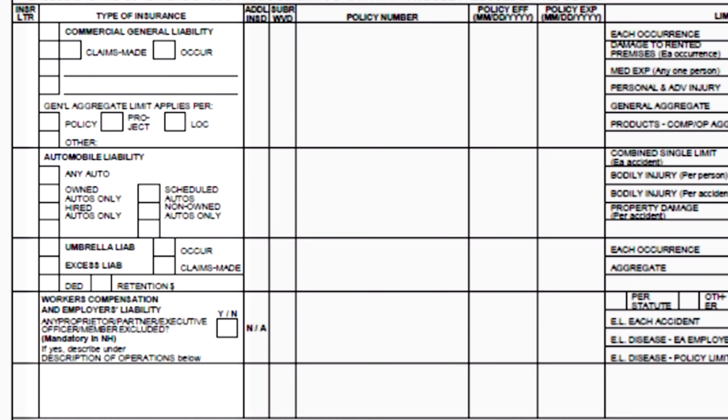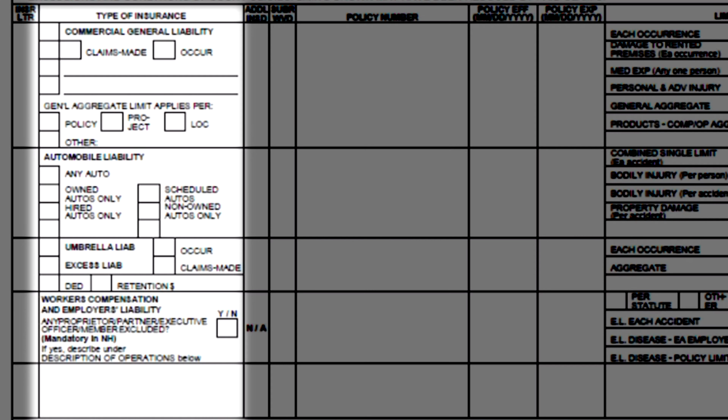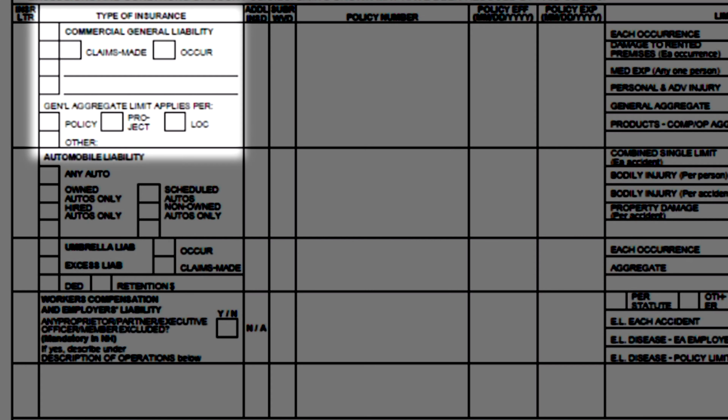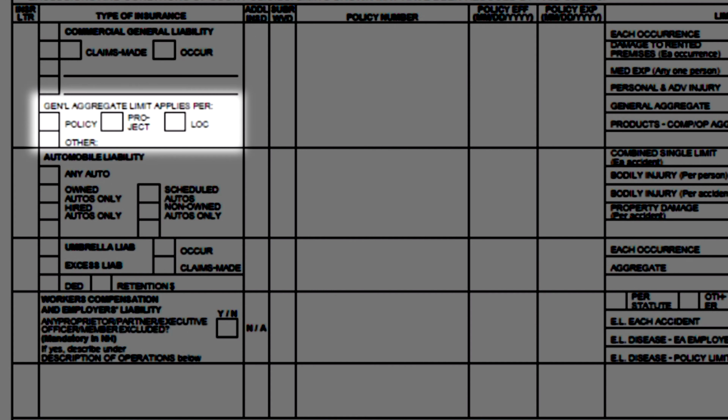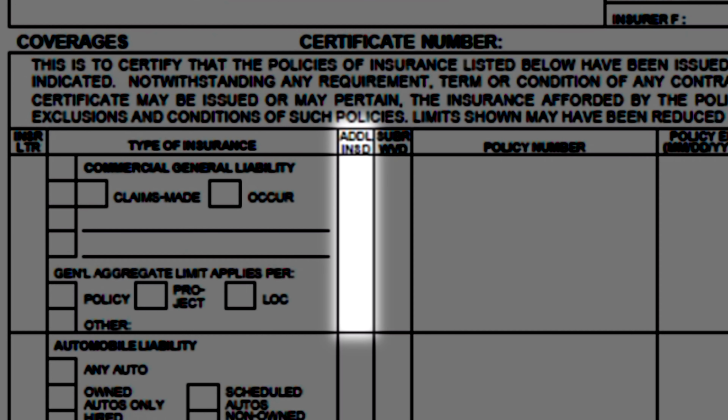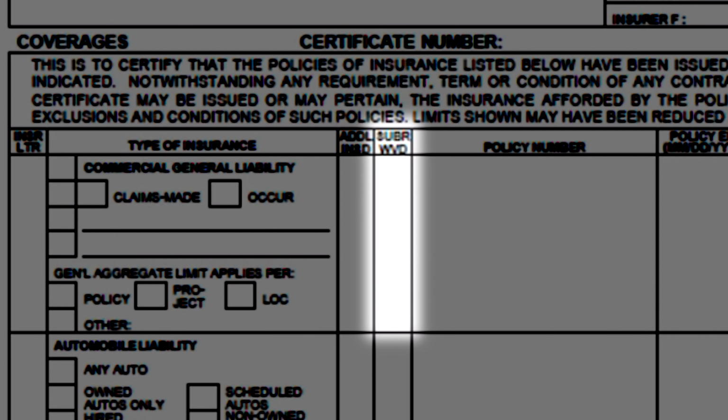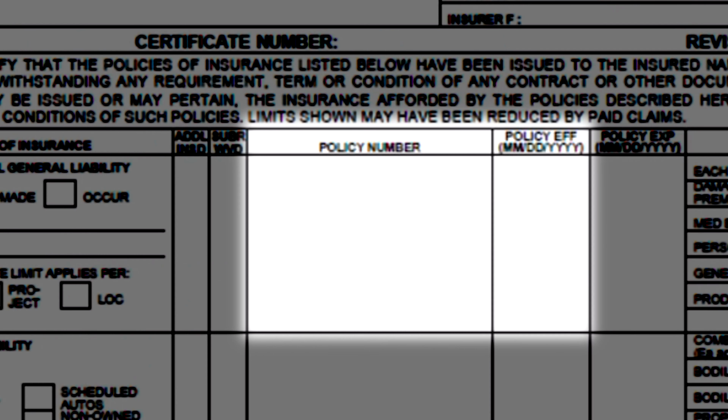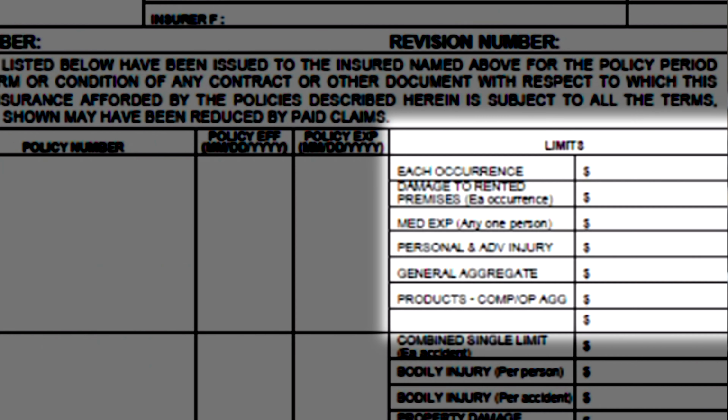Starting from the left-hand column, which we already discussed, now you have your type of insurance. So on the ACORD 25, pre-filled is going to be your commercial general liability with a bunch of boxes there that can be checked off. Now, whether it's a claims made policy or an occurrence policy, if the general aggregate applies to the policy, the project, the location, or maybe something else. Right next to it, if there's an additional insured being generated from the certificate, there's going to be an X or a check mark there. Next one stands for the waiver of subrogation. You'll see a policy number, a policy effective date, policy expiration date, and then the limits on the far right.